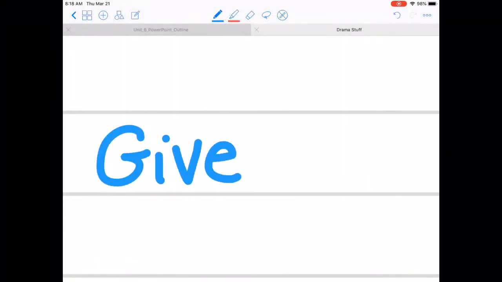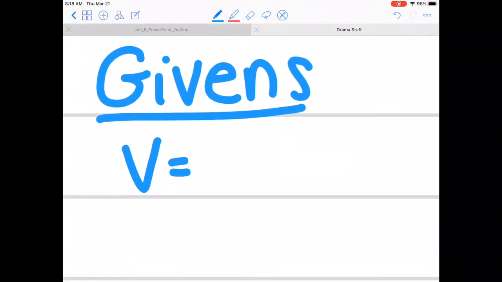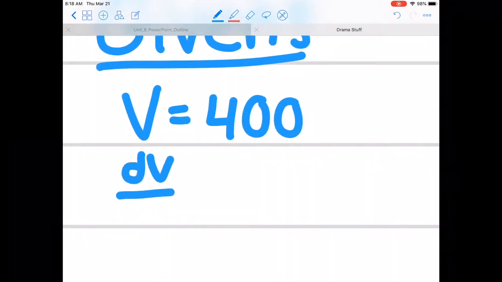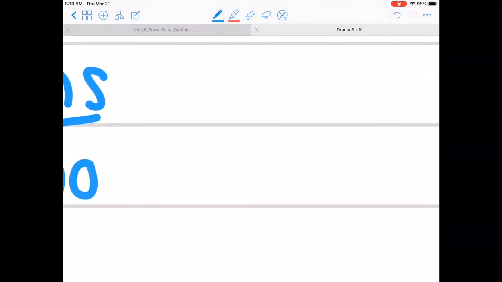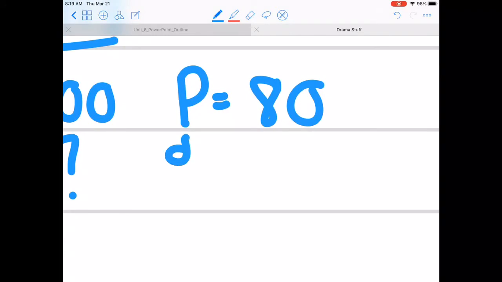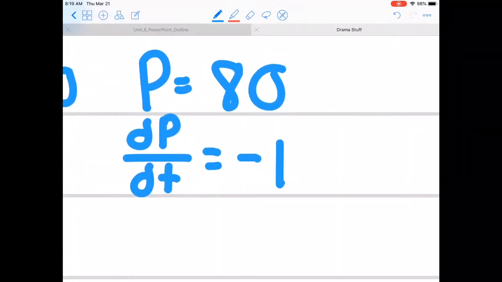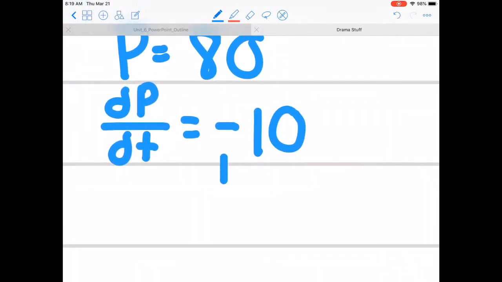Okay, so we're going to start by writing out our givens. First, volume is 400 centimeters cubed. dV over dt is what we're looking for. P is 80 kilopascals. dP over dt is negative 10. The negative is important because it shows that it's decreasing.